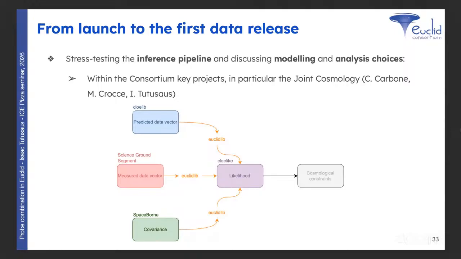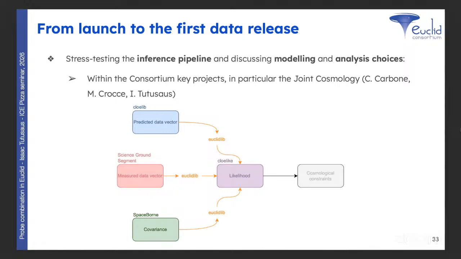Now, I just put here a very schematic idea of the entire pipeline, and I will quickly guide you through it. The goal is to get the cosmological constraints. In a standard likelihood analysis, we usually need three things: a data vector, something we measure, a prediction, and a covariance.